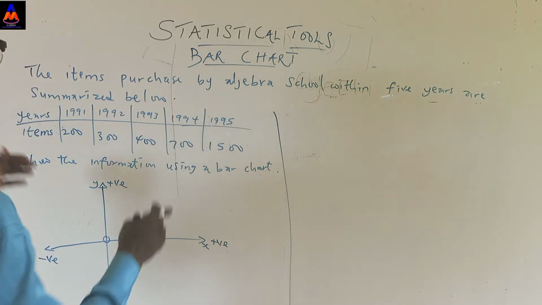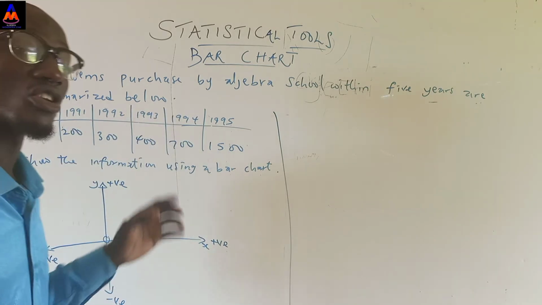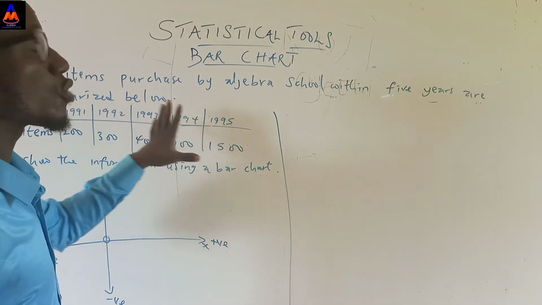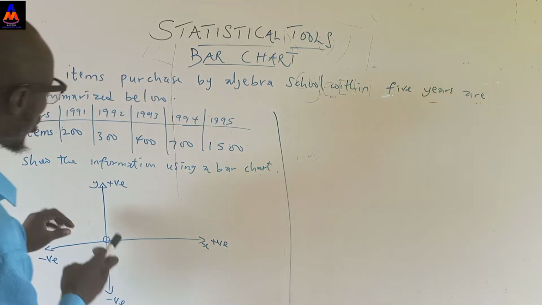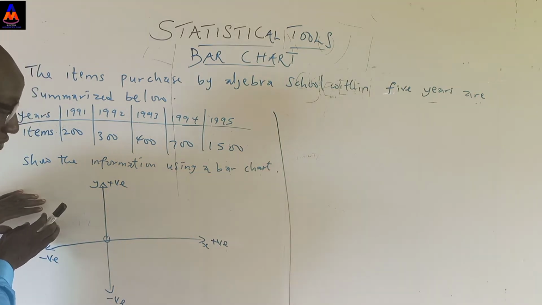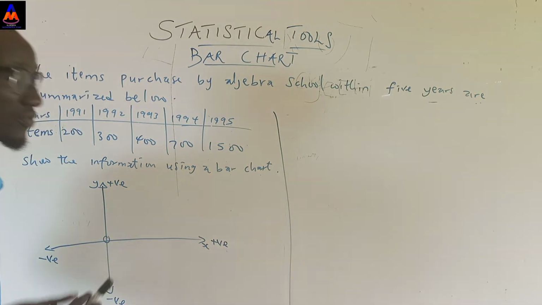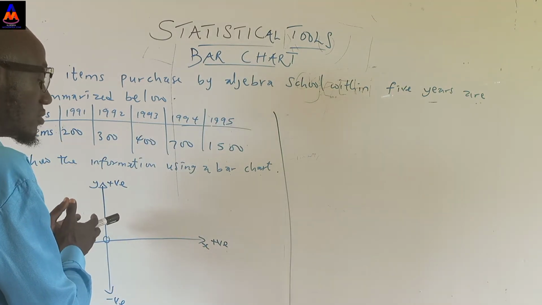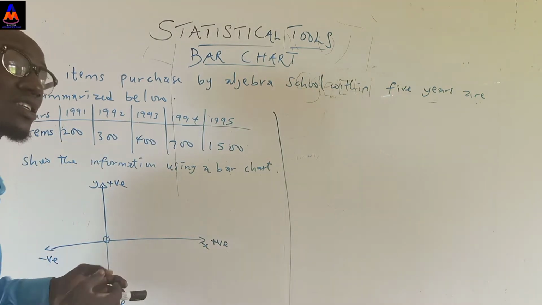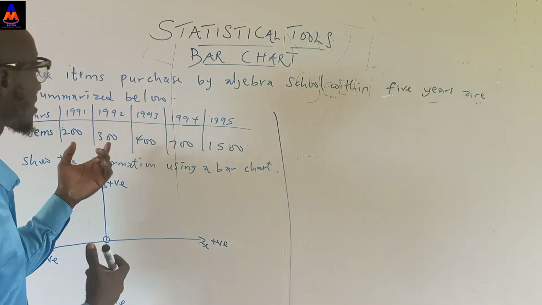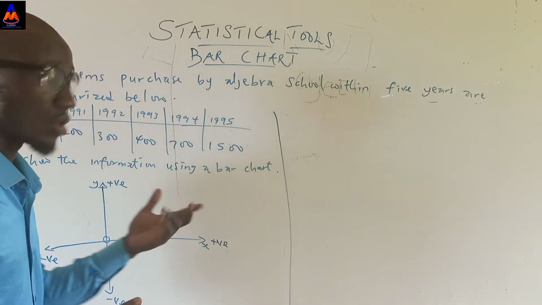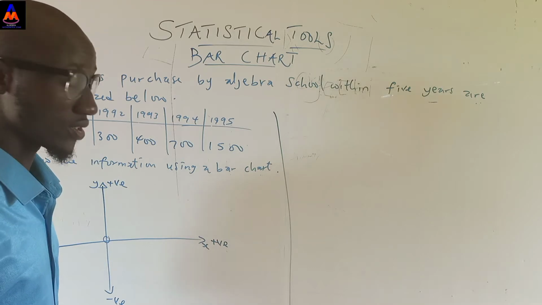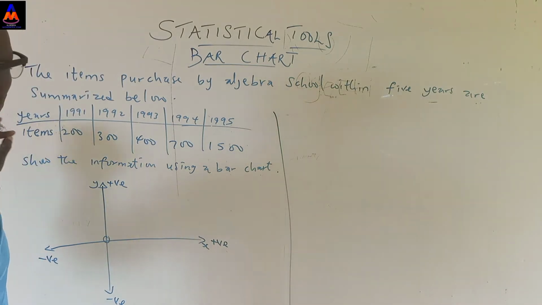But if you are dealing with information to be represented on a bar chart, all the information will be positive. So we are not going to be using the negative side of x or the negative side of y. We will only make use of these sign notations when dealing with data that represents negative values, or possibly when plotting a quadratic graph. So we have this information to be represented.